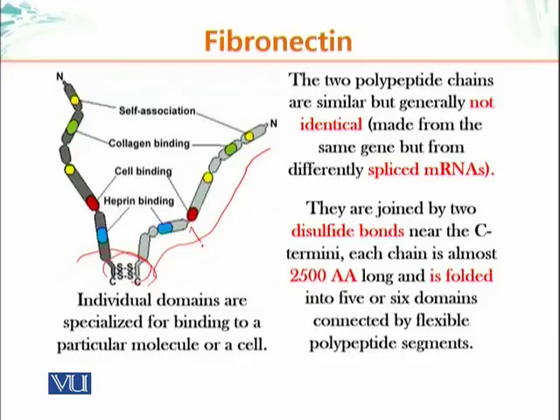Individual domains have different functions. For example, the yellow domain here is a self-association domain, where fibronectin molecules can associate with each other, they can bind with each other. This is, for example, the domain which allows fibronectin to bind or interact with collagen molecules. Here, the domain shown in red is where cells can bind via, for example, integrin molecules. And this blue domain shown here is the area where heparin can bind.